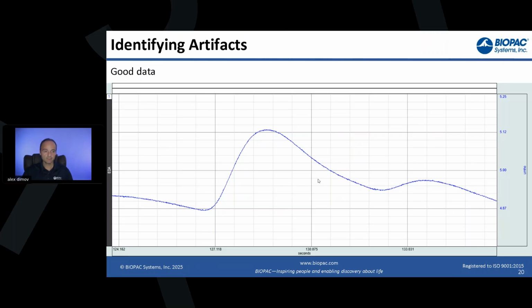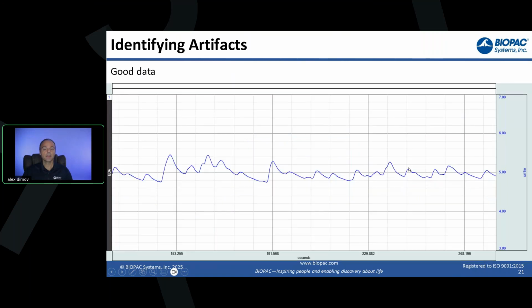So here we have good data. A skin conductance response typically climbs fairly quickly. It takes between 1 and 2-3 seconds to climb, and then it starts decaying. Sometimes another one comes right afterwards, but that's the general shape. So this looks nice. And then if we zoom out, this is what a nice, good skin conductance data file would look like.